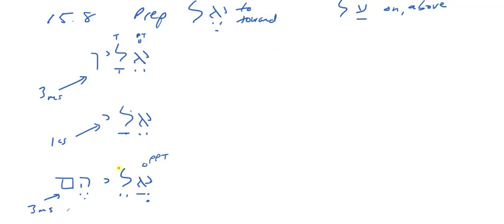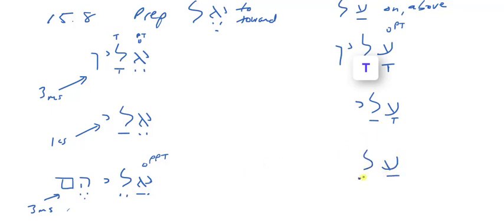Al is going to do the same thing that we just saw here. So if I want to say above or on him, it becomes al plus the 3ms pronoun. The accent is on the lav. This is open and pretonic. In Hebrew, we'll want a long vowel. So that pathach becomes a kametz here. So alav, on him. How would I say on me or above me? Alai. And then how would I say above them?